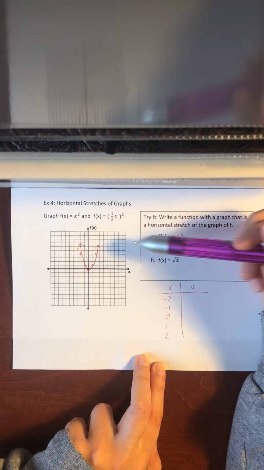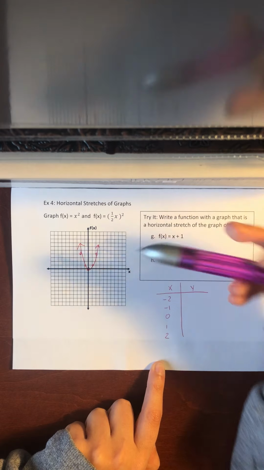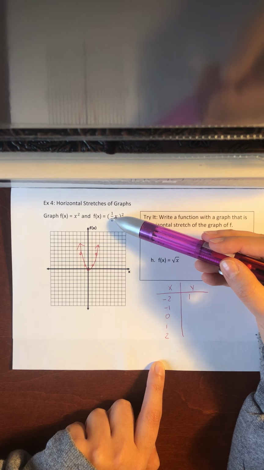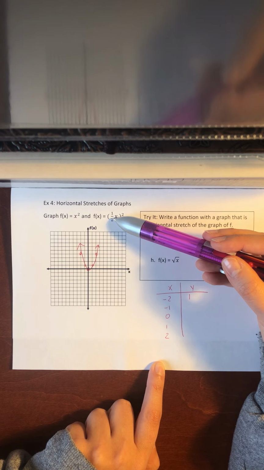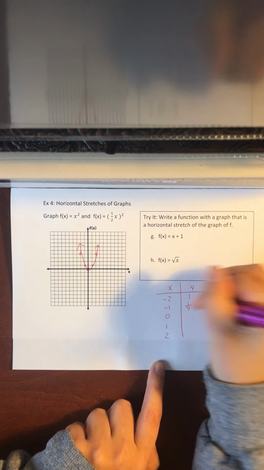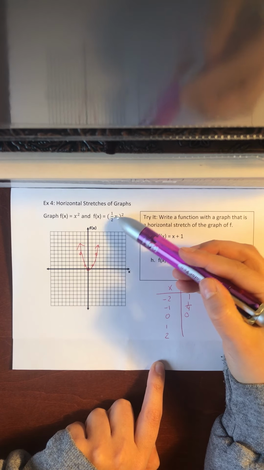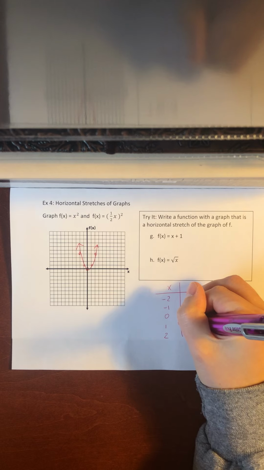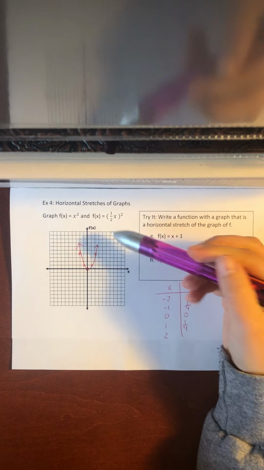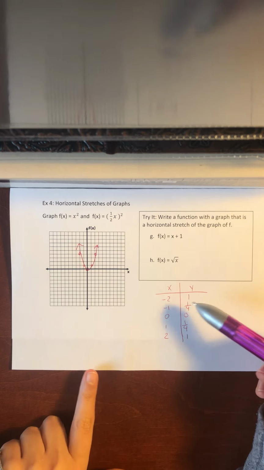If I plug in -2, -2 times 1/2 is -1, and then -1 squared is +1. If I plug in -1, -1 times 1/2 is -1/2, and then -1/2 squared is +1/4. 0 gives 0. Plug in 1, that's 1/2 squared, so that's 1/4, and then plug in 2, 1/2 of 2 is 1, squared is 1. Okay, so now I can graph these values.